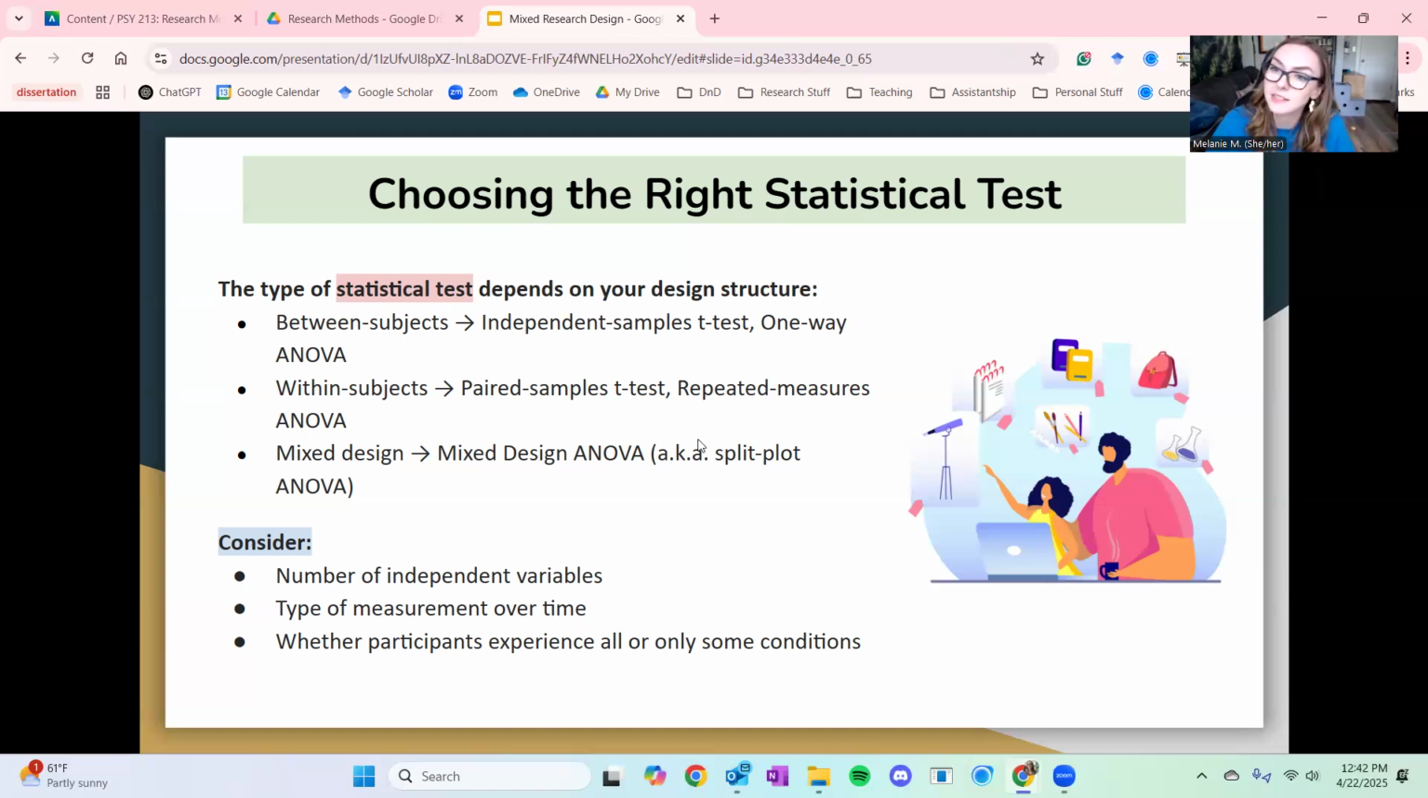And for mixed design, we're usually going to use something called a mixed design ANOVA. This is also sometimes called a split plot ANOVA, but the textbook and I like to call it a mixed design ANOVA. And part of what you're going to consider as you're picking your statistical approach is how many independent variables you have, how many measurements you're having, if you're collecting those over time, and whether the participants all receive the same conditions and treatments or not.